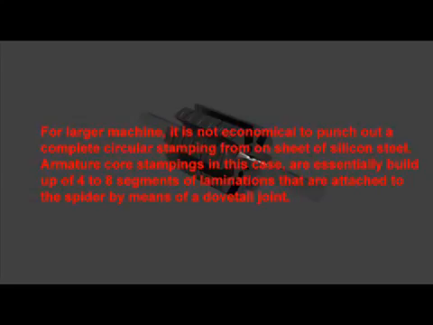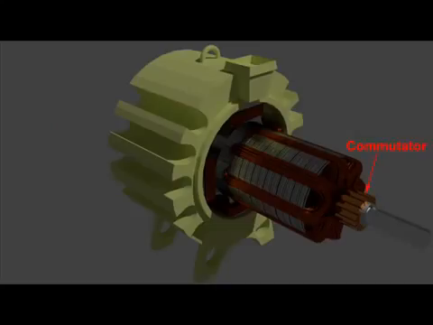Now come to the commutator. The commutator is a form of rotating switch placed between the armature and the external circuit and so arranged that it will reverse the connections of the external circuit at the instant of each reversal of current in the armature coil.